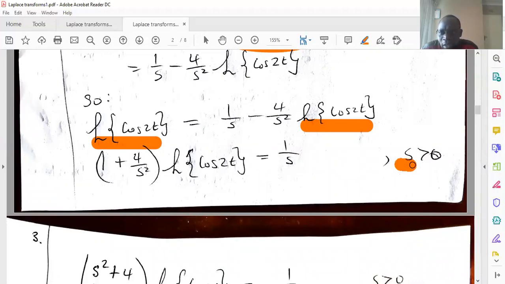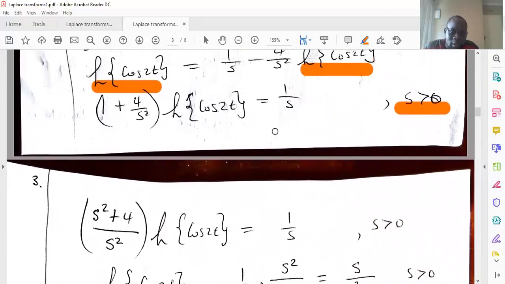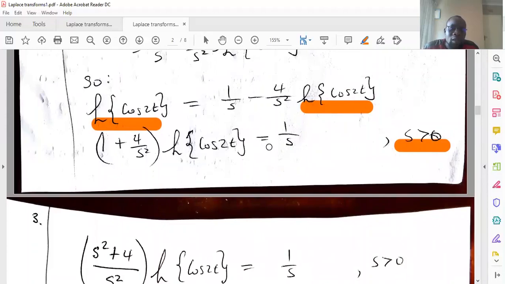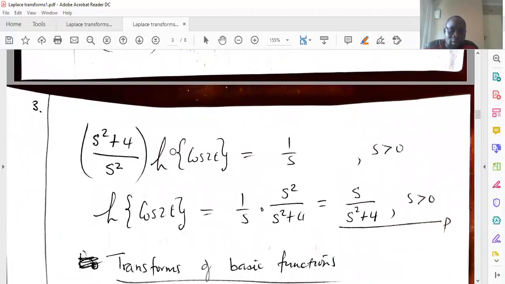And of course, I need to make sure that I still maintain the condition that ensures convergence or existence of the Laplace transform for cos 2t. So from there, I play with the algebra and make the Laplace transform the subject, substitute the formula, and what I get is now something that is nice here.